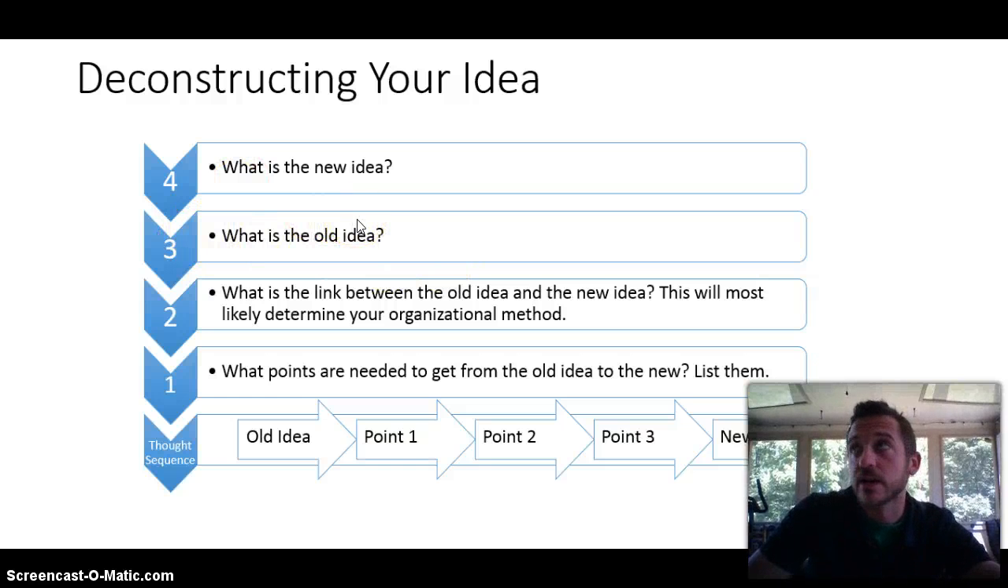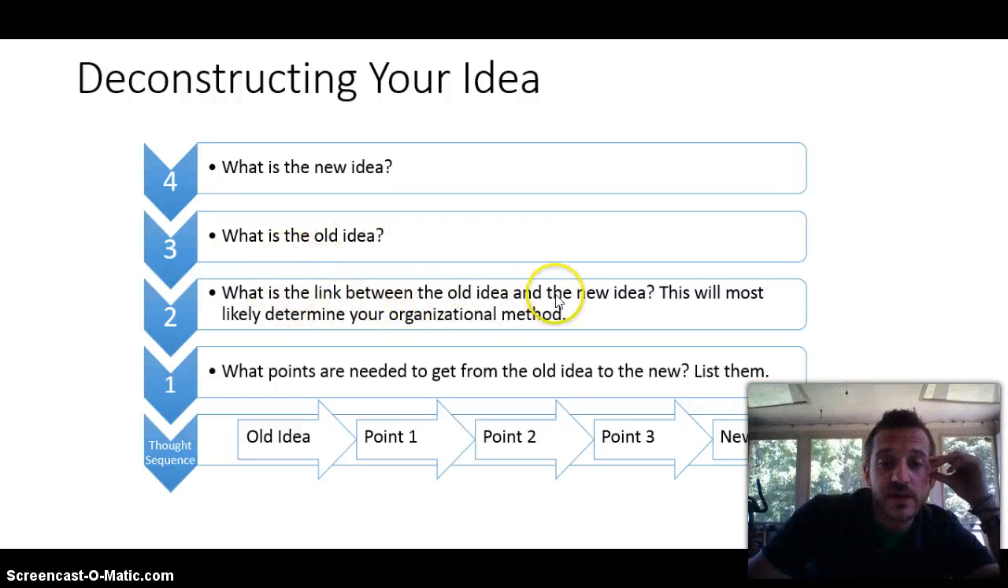Going back to structure and story and plot, think about stasis theory. You could think of your new idea as the new place of stasis, and the old idea is the beginning state of stasis. So, what changes over the narrative arc of your story? What is the link between the old idea and the new idea?